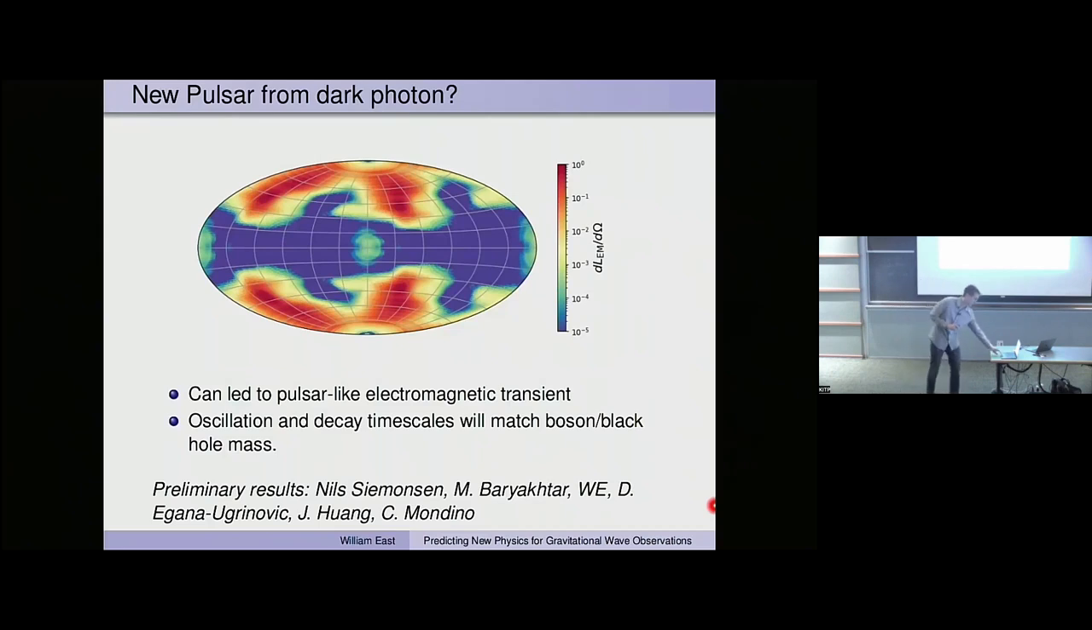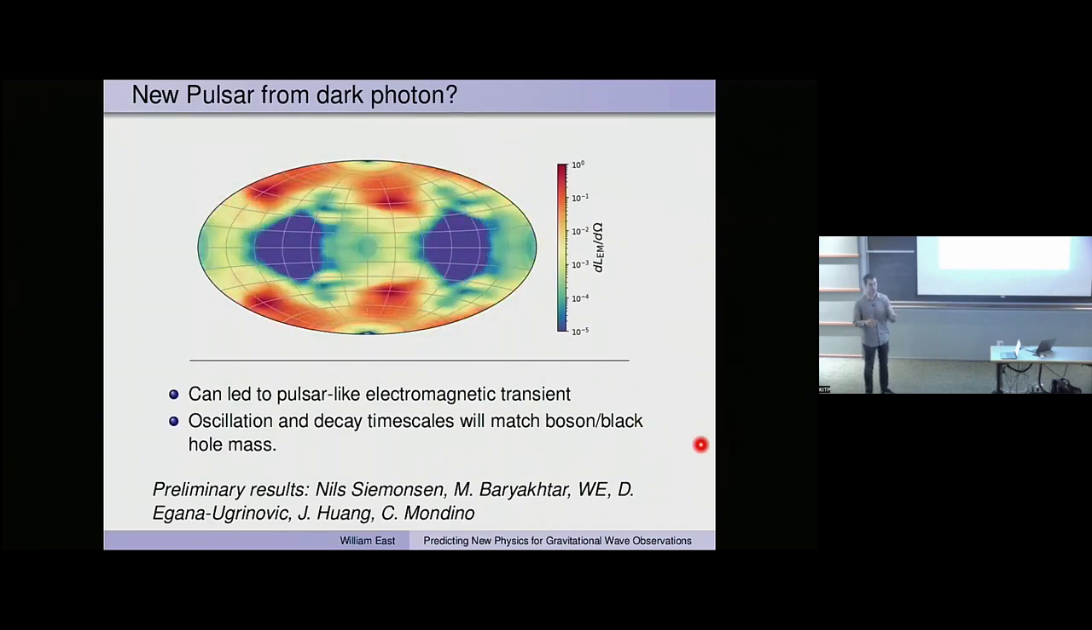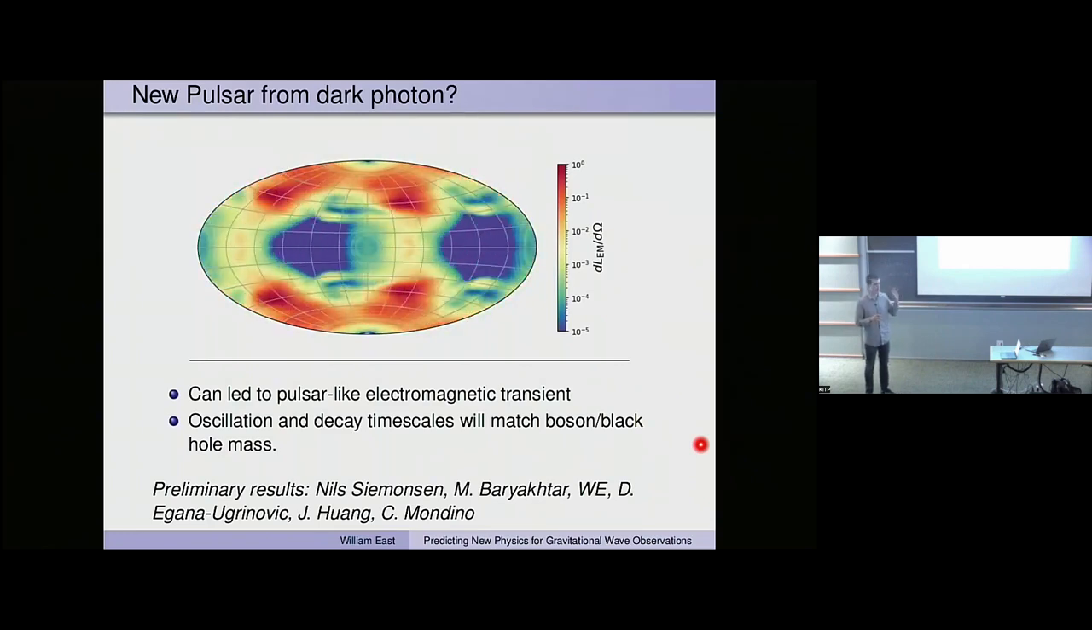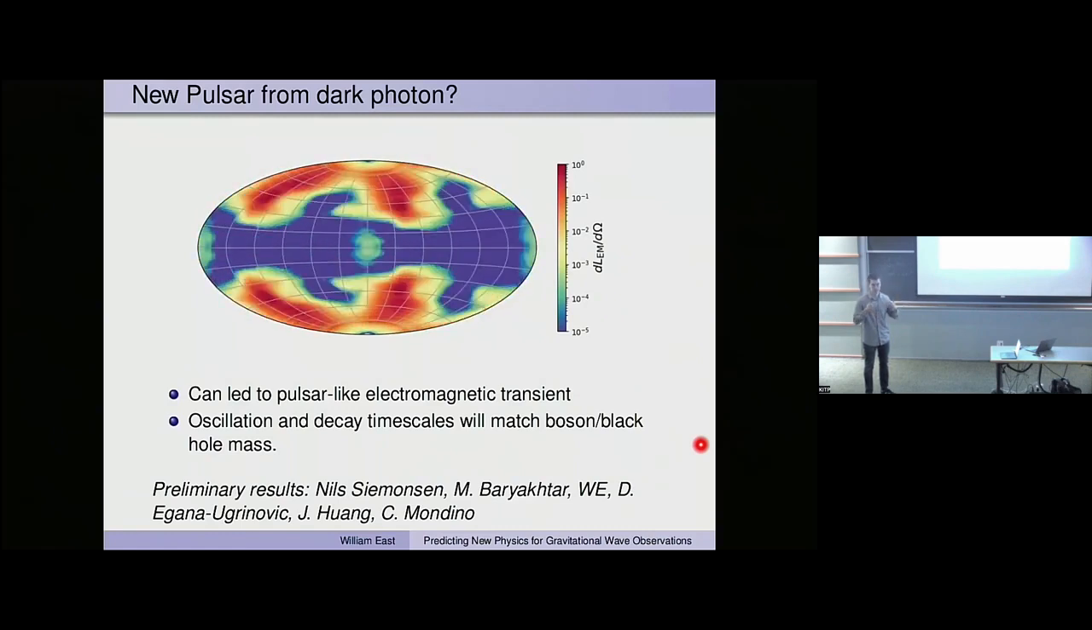The interesting thing is kind of an analogy to a pulsar. You get this oscillating pattern on the sky that would be set by basically the mass of the boson, and the signal would decay as you'd expect through the gravitational radiation and dissipation of the cloud.